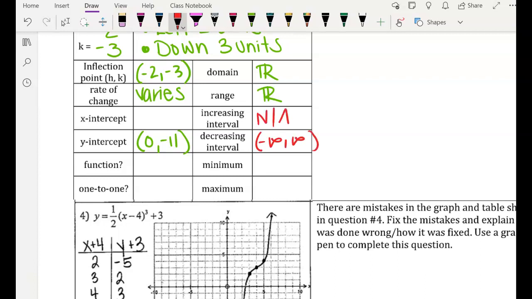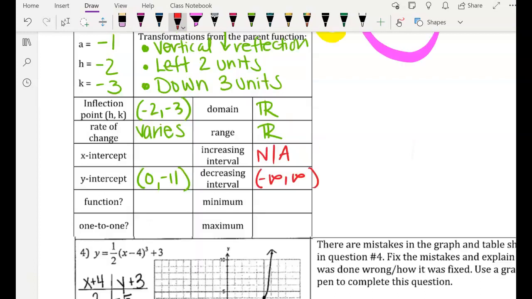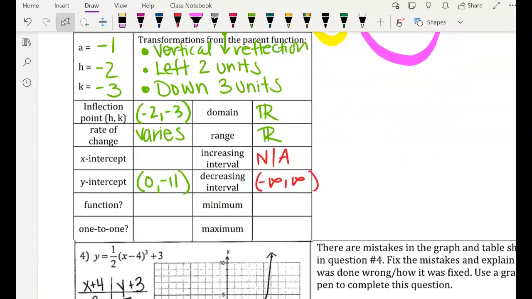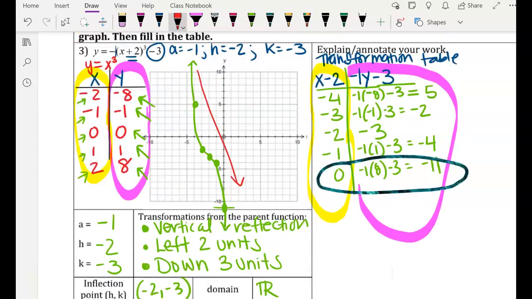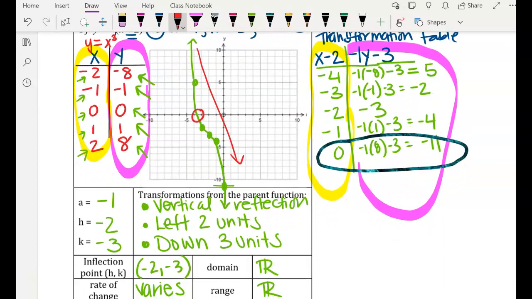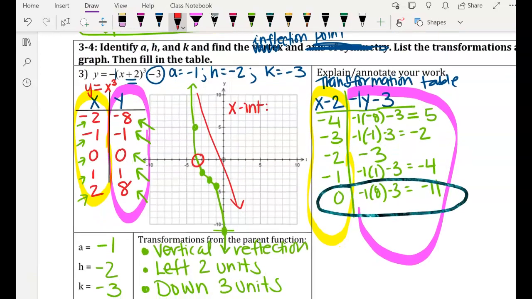That means there is nothing left for the increasing. It is definitely a function for all of your cubic functions, and it's definitely a one-to-one. Cubic function students do not have a min or max. So the only last step we need to do is your x-intercept. Since we know it crosses over the x-axis, but it's not a nice value, so x-int is going to be y equals 0.